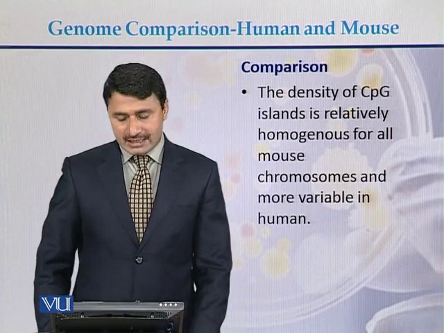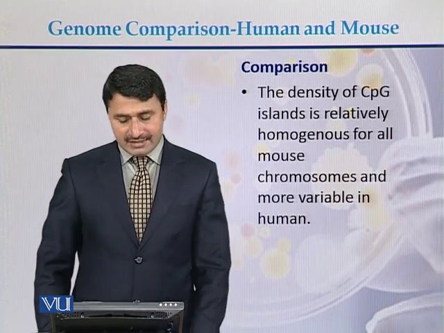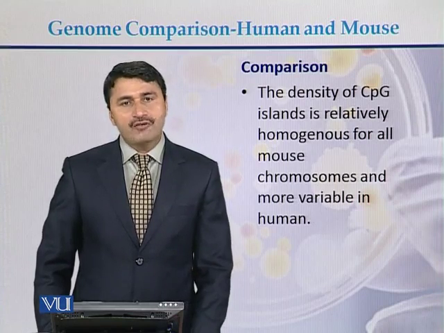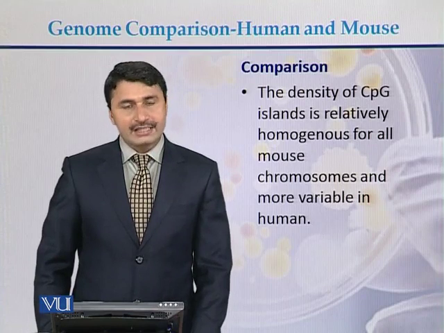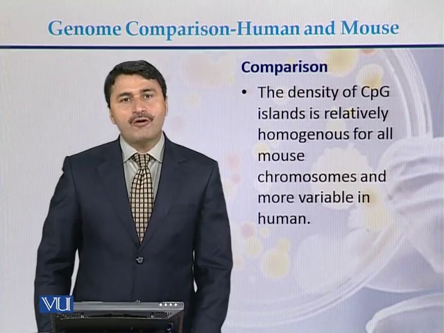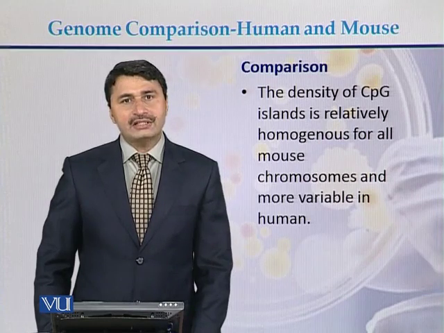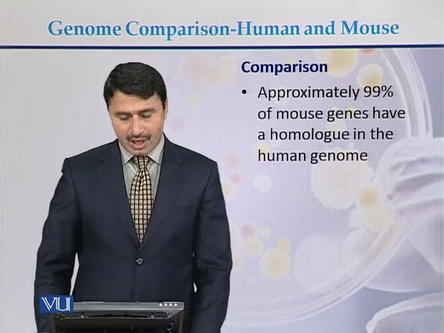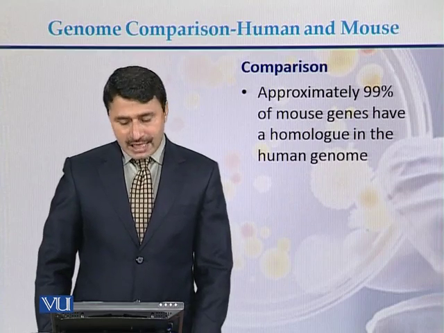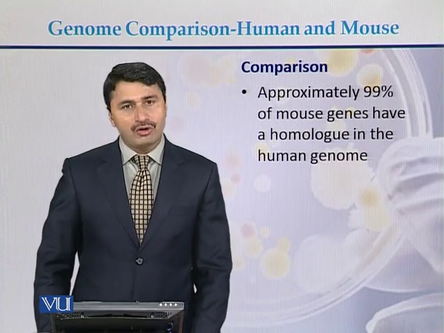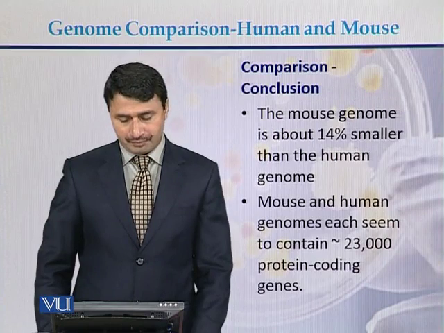The density of CpG islands is relatively homogeneous for all mouse chromosomes. In mouse chromosomes, the CpG islands are scattered throughout the genome, while in human genomes they have high density at some locations and low density at other locations. Approximately 99% of mouse genes have a homologous gene in the human genome.